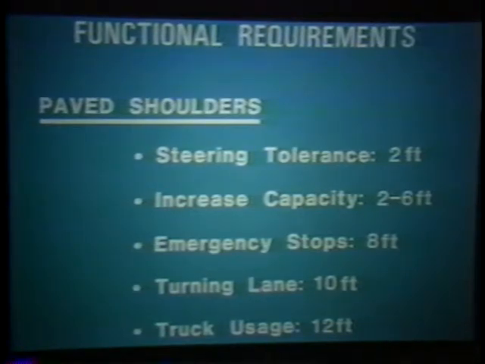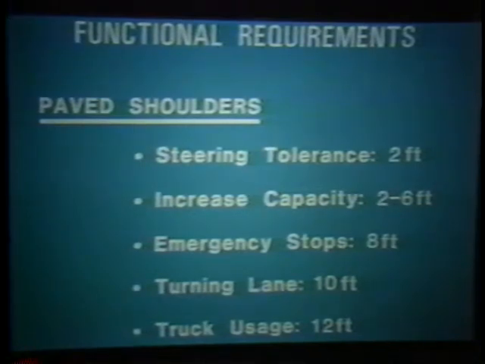Shoulders from 2 to 6 feet in width increase traffic capacity and offer the pavement structural protection. Shoulders that are 8 feet wide are the minimum width to allow a passenger vehicle to stop on the shoulder and be completely off the travel lane. An 8-foot shoulder also allows space for moving operations.